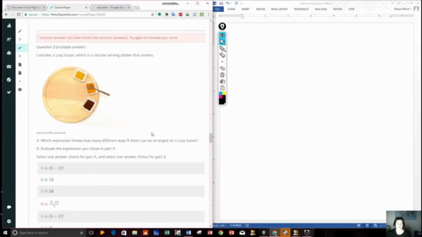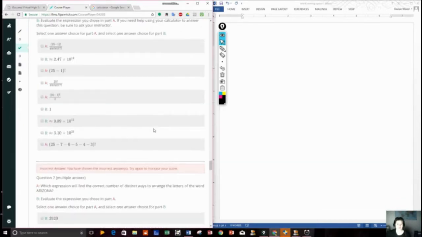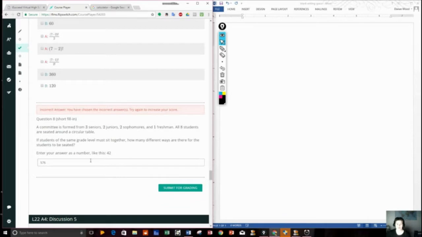Lesson 22 workbook. We're going to jump down here to the last question, and it says a committee is formed from 3 seniors, 2 juniors, 2 sophomores, and 1 freshman. All 8 students are seated around a circular table. If students of the same grade level must sit together, how many different ways are there for the students to be seated? Okay, the first thing I'm going to note is that it's a circular table.